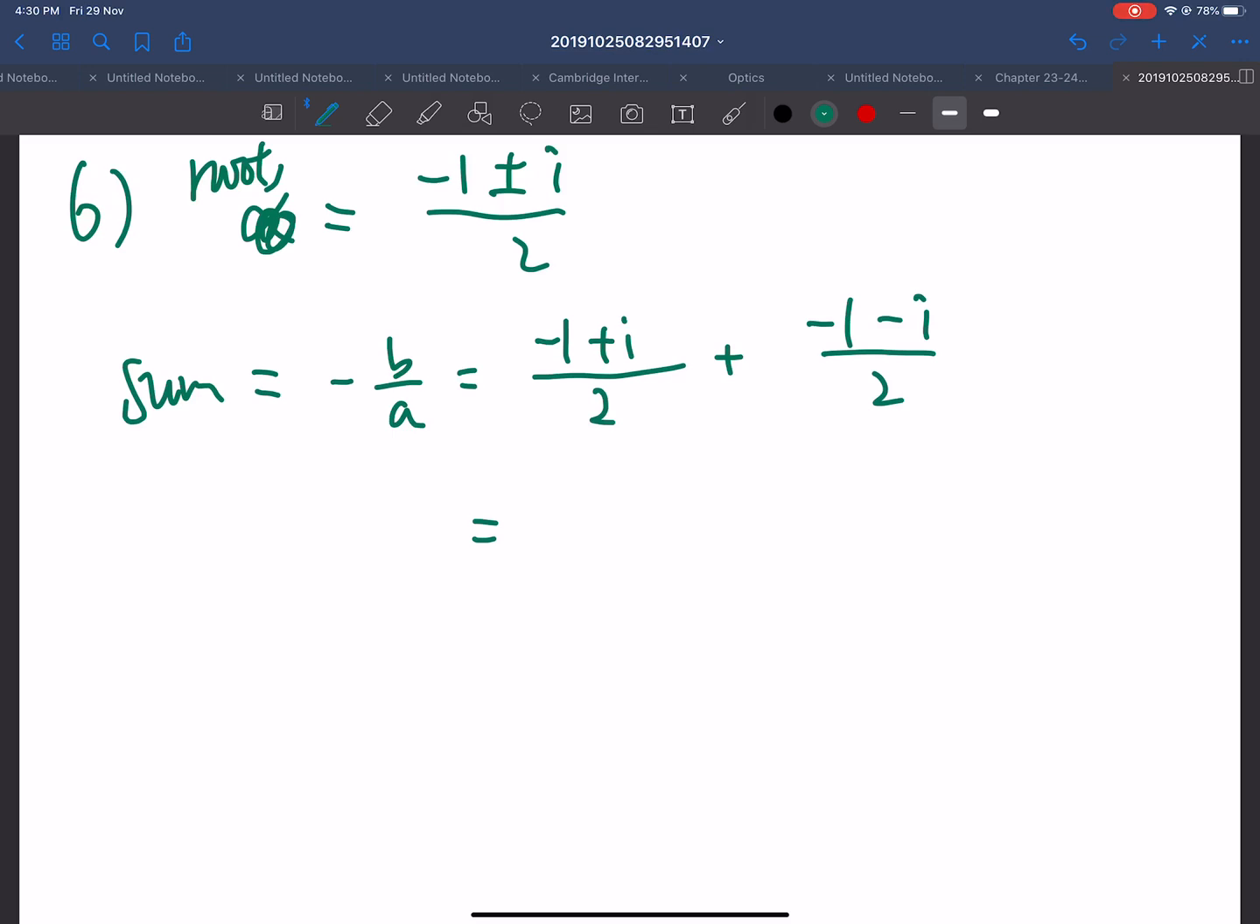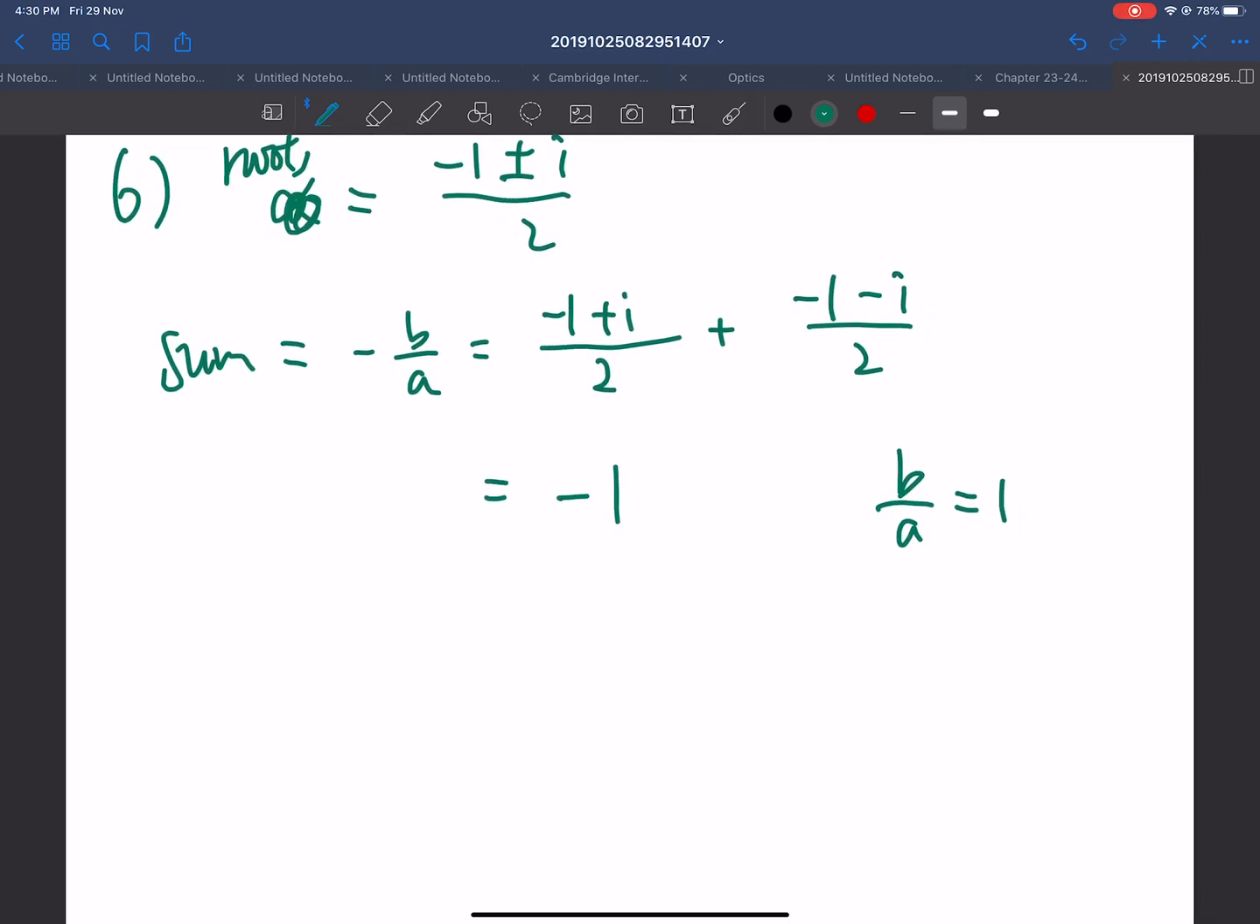Oh, I get it now. You will get -2. -2/2, -1. Okay. That means you get B over A equal to 1. The first formula. Okay? How about the product of roots? If you can't do it properly, you use a calculator.